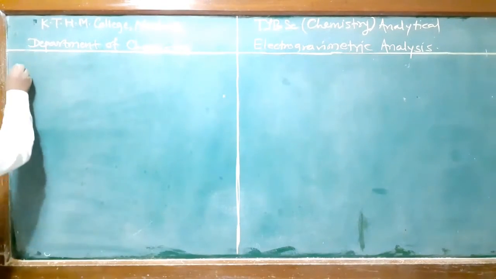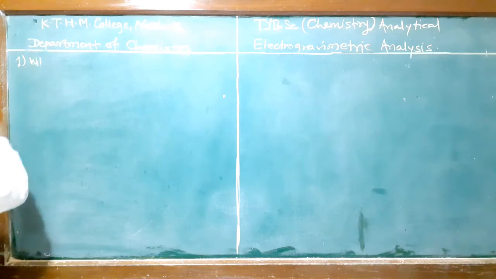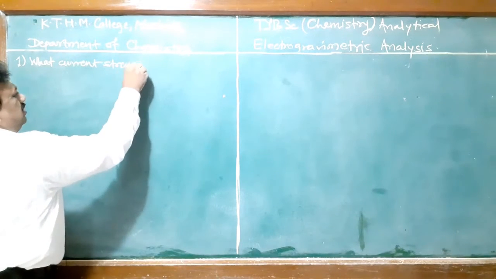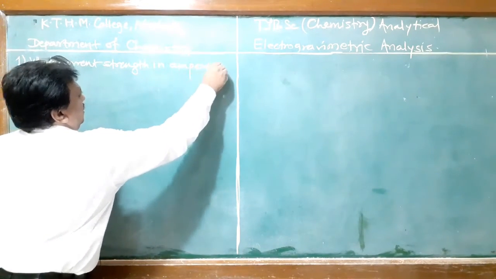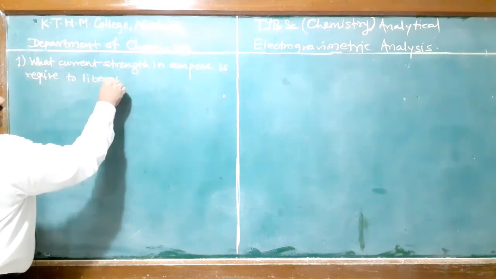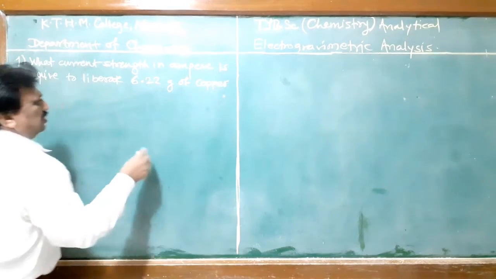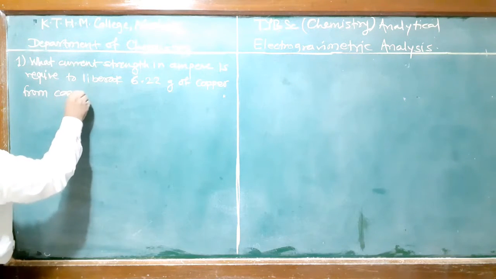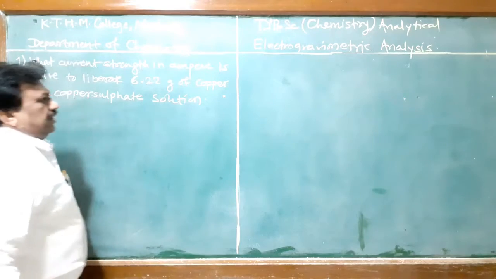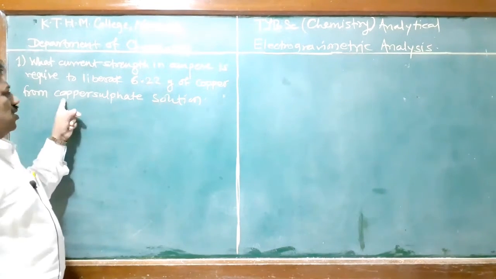Therefore, the first problem is: what current strength in ampere is required to liberate 6.22 gram of copper from copper sulfate solution in 100 minutes.